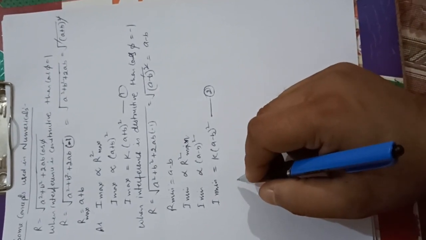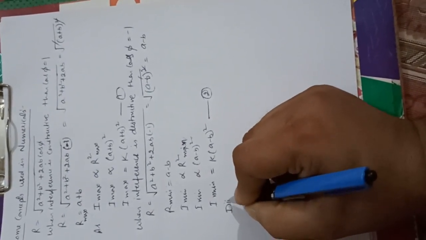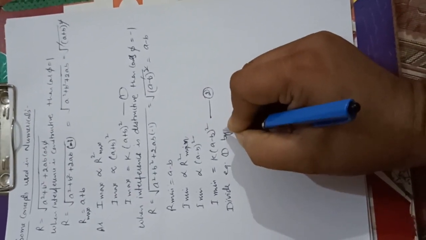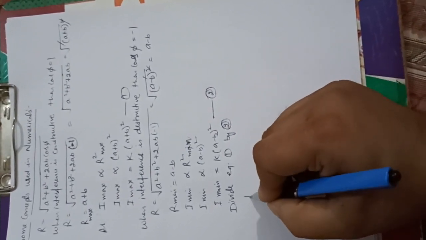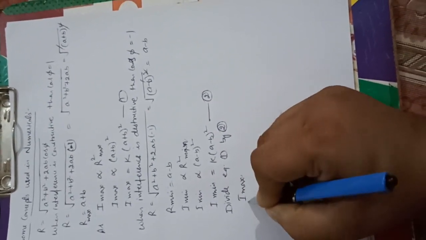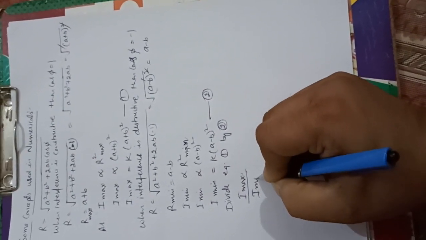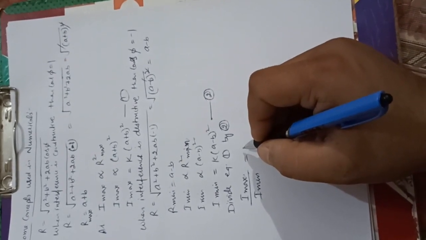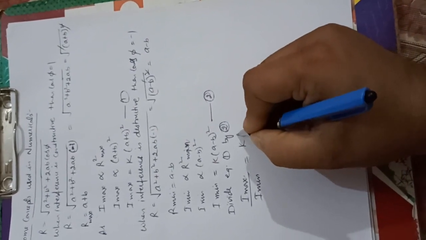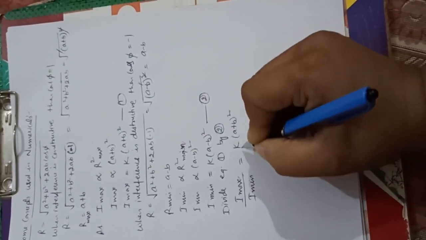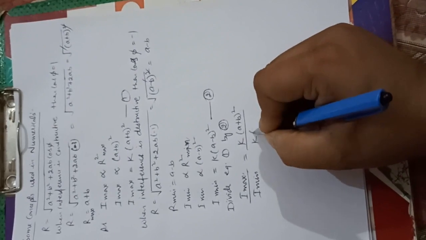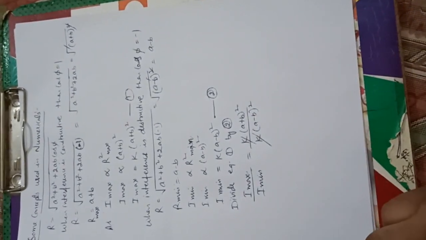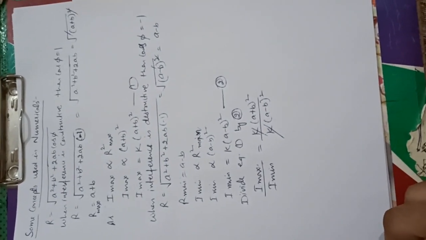Now divide equation 1 by 2. तो यहाँ पर आएगा I maximum over I minimum is equal to k into (a plus b) whole square over k into (a minus b) whole square. K से k cancel. So we have a formula for I maximum to I minimum.